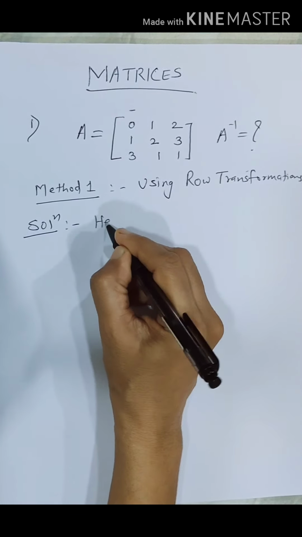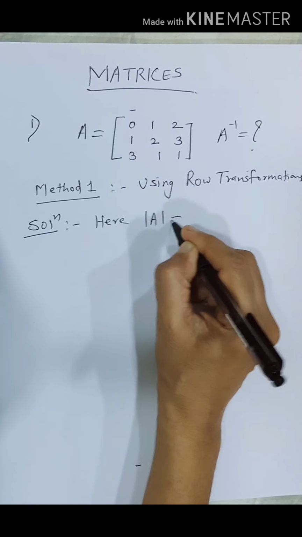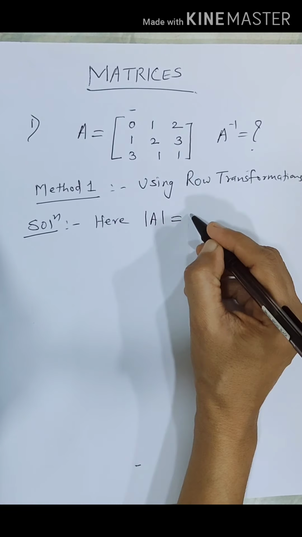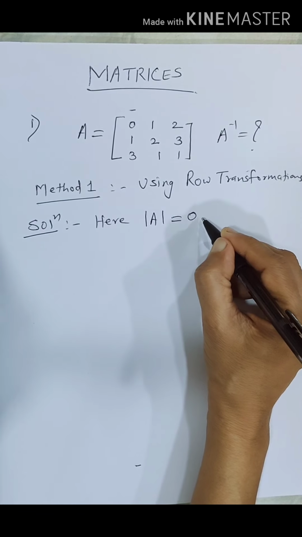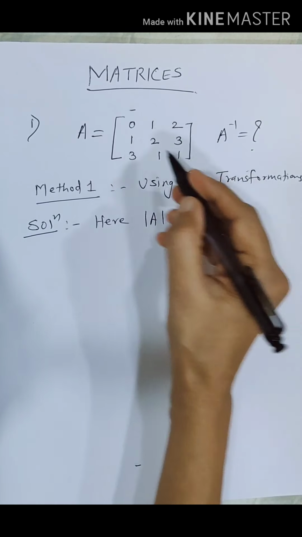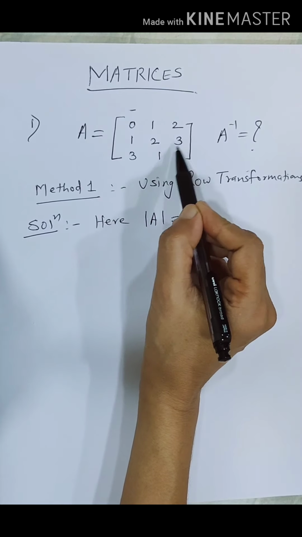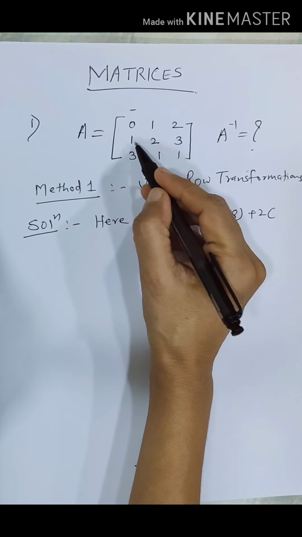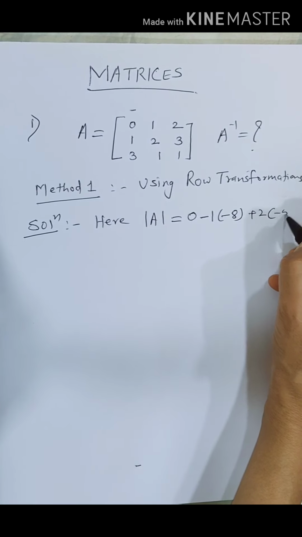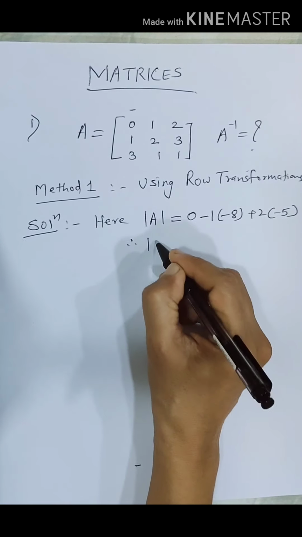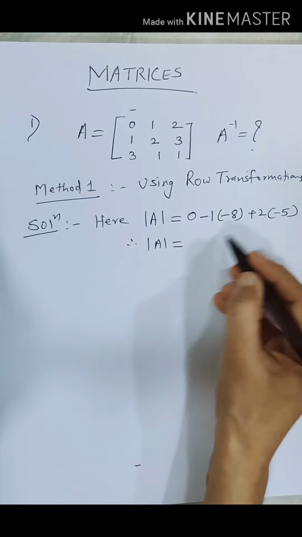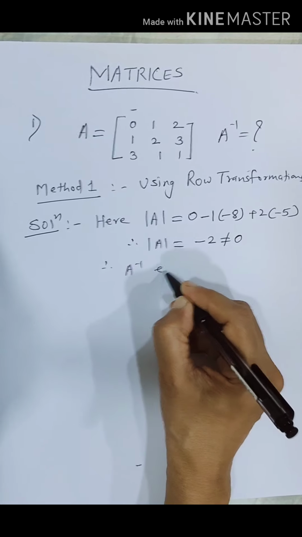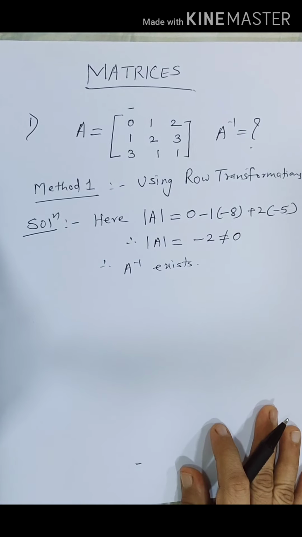Here determinant A is equal to, you know how to expand it, 0 into this determinant, but 0 into anything is 0. So first term is 0, second term is minus 1 into the determinant 1 minus 9, so that will be minus 8, plus 2 into 1 minus 6, that is minus 5. So we get the value of determinant A as 8 minus 10, that is minus 2, which is not equal to 0. Therefore, A inverse exists, or matrix A is an invertible matrix.